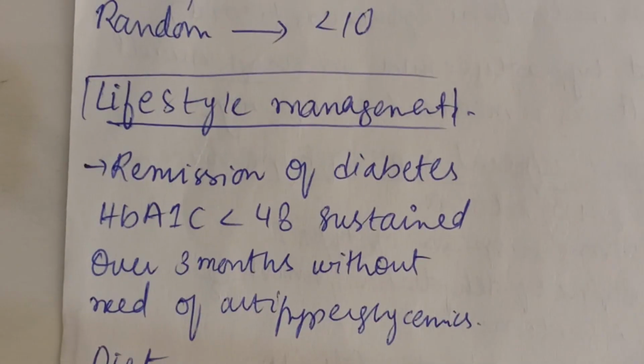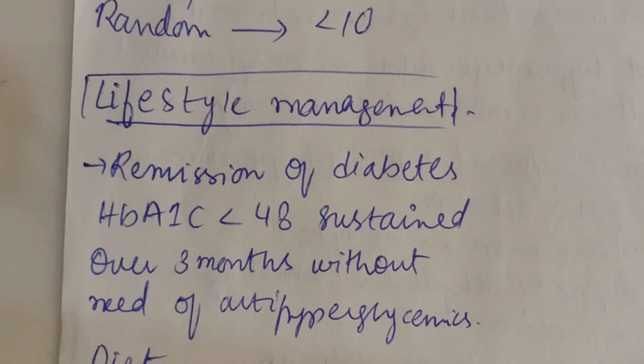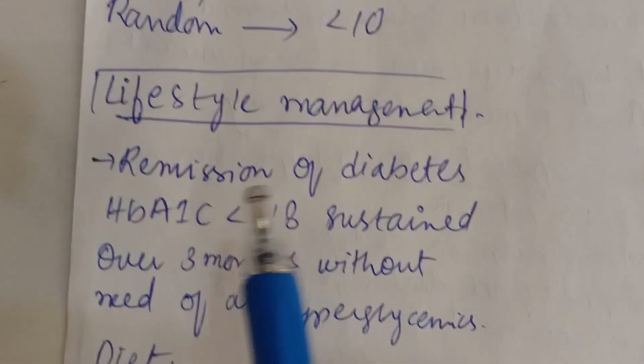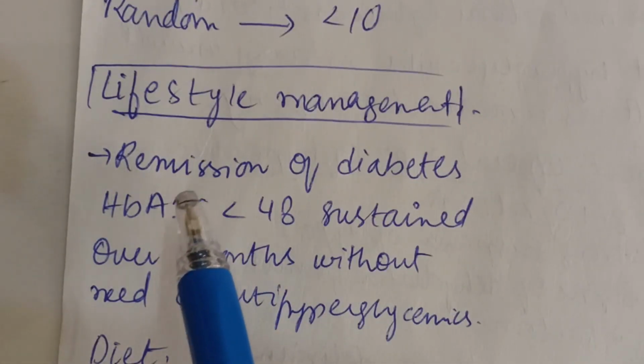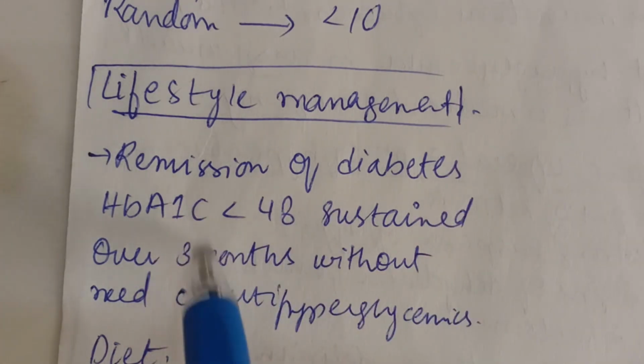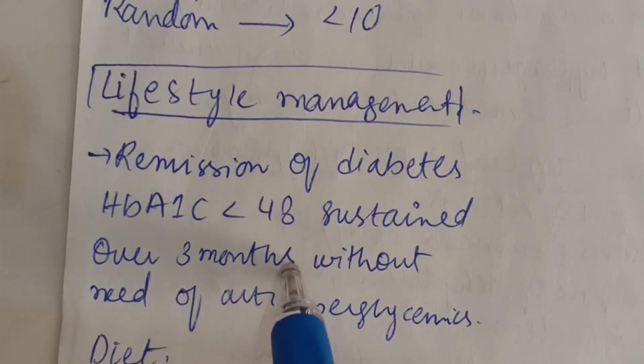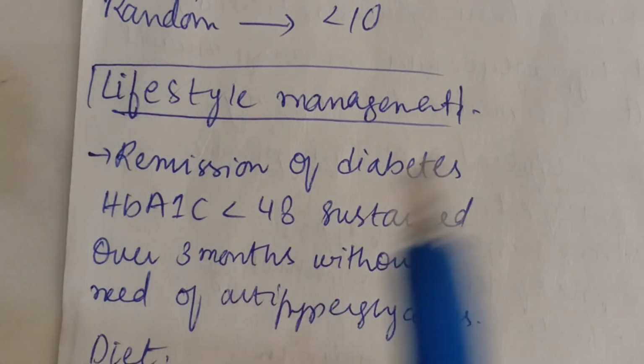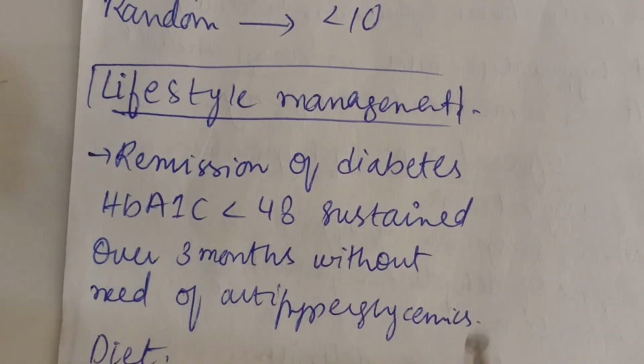So, what is the management for diabetes? We are going to start with the lifestyle management. It is a very important point: what is the remission of diabetes? Remission of diabetes is considered when the HbA1c is less than 48, sustained over 3 months without need of anti-hyperglycemics. So if the patient is on anti-hyperglycemics and has a sustained HbA1c of less than 48 over 3 months, we are not going to say that the patient has remission of diabetes.